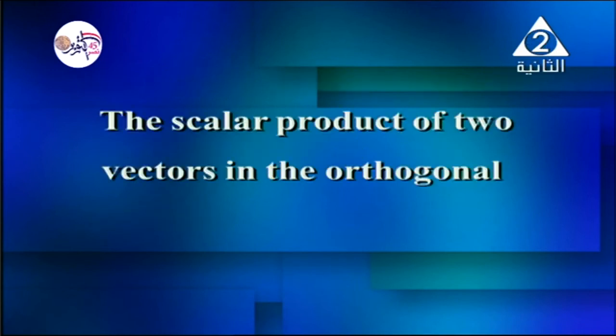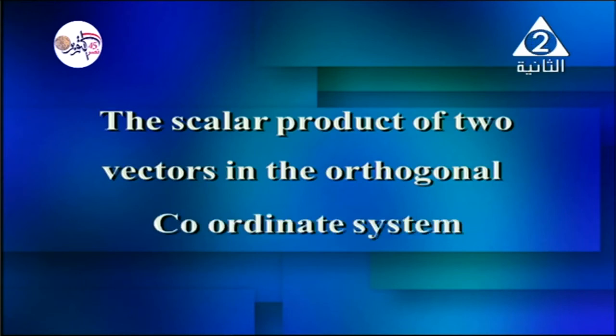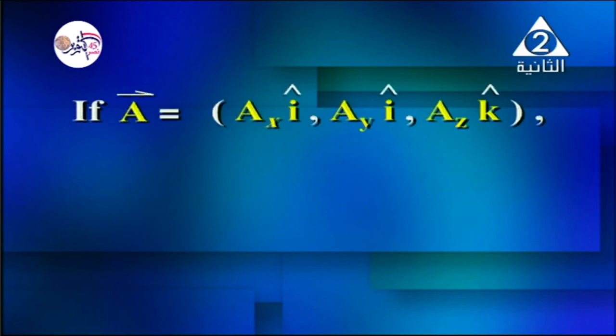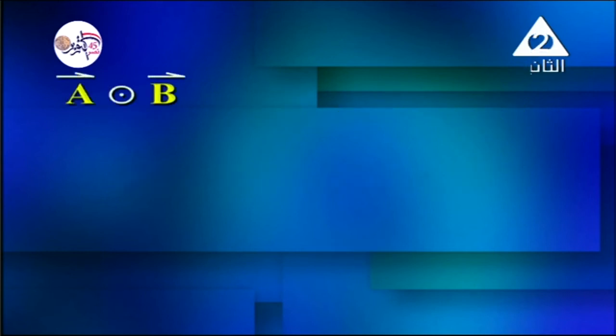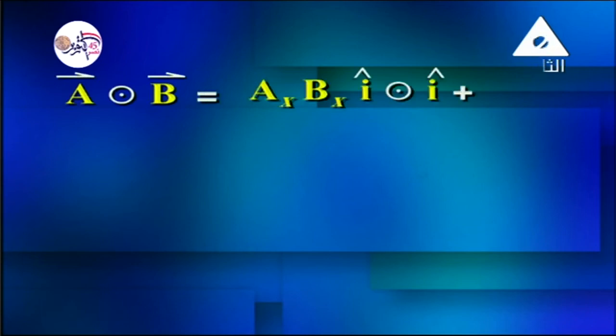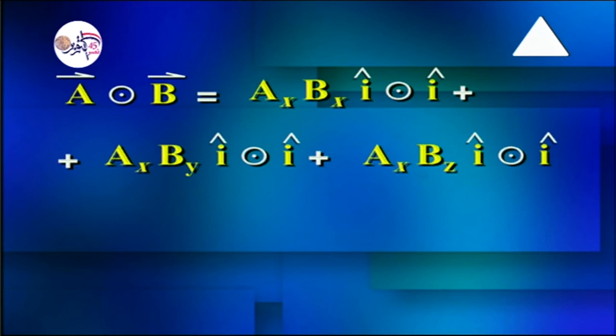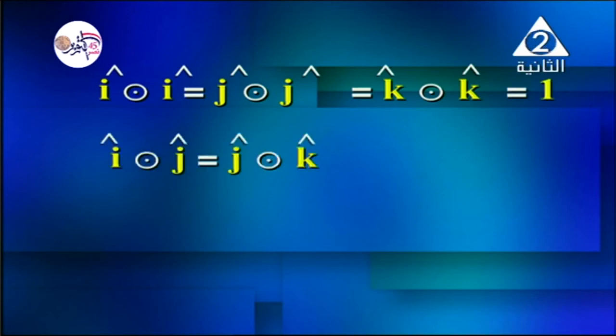The scalar product of two vectors in the orthogonal coordinate system. My dear student, if vector A equals AX i plus AY j plus AZ k, and vector B equals BX i plus BY j plus BZ k, then A dot B equals AX BX i dot i plus AX BY i dot j, and by the same method and so on, we deduce that i dot i equals j dot j equals k dot k equals 1. Then i dot j equals j dot k equals k dot i equals 0.